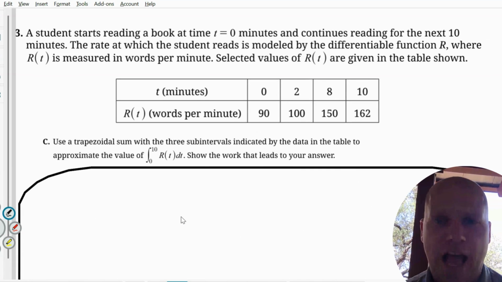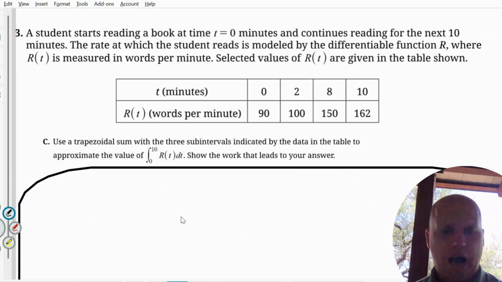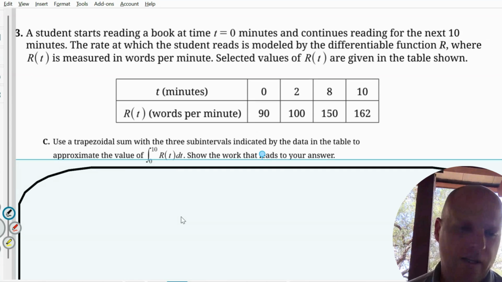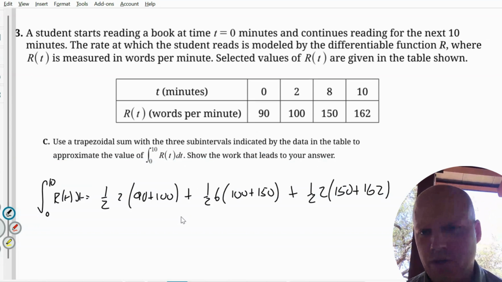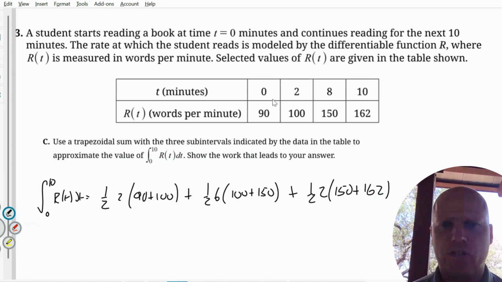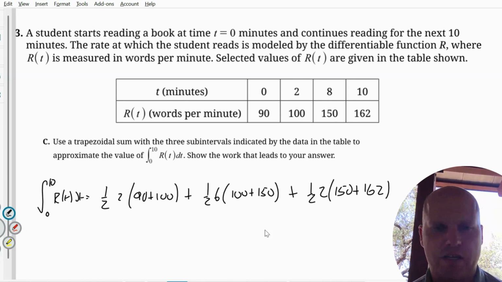Part C, they didn't even ask you, what does this mean? I was upset that they didn't ask you what this meant. They asked for the trapezoidal Riemann sum, so you just use the formula for a trapezoidal Riemann sum: 1/2 the length of the base times the sum of the 2 heights. So make sure you understand the lengths of your bases. It goes from 2 to 6 to 2. And make sure you double your heights when you need to double your heights.